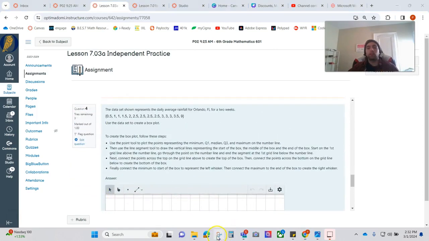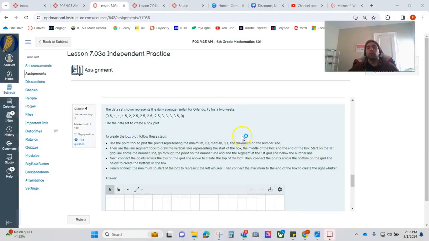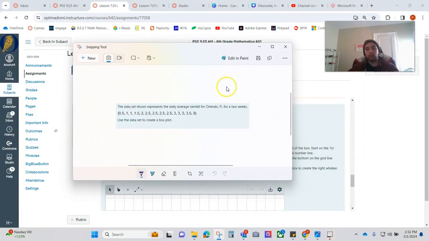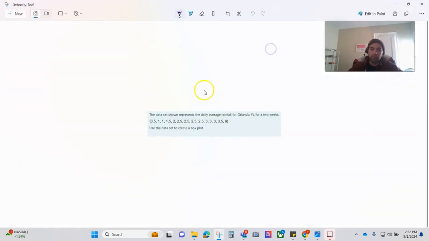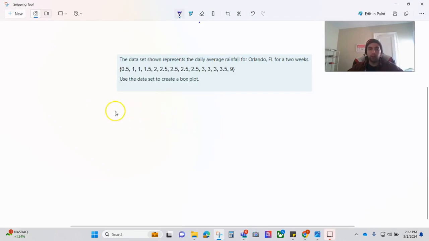Another box question, and oh, so good that these numbers are already from smallest to biggest. Oh, that is so nice. Holy moly. Me oh my. We are going to make a box plot for question 4. To make a box plot, we need the 5-number summary.